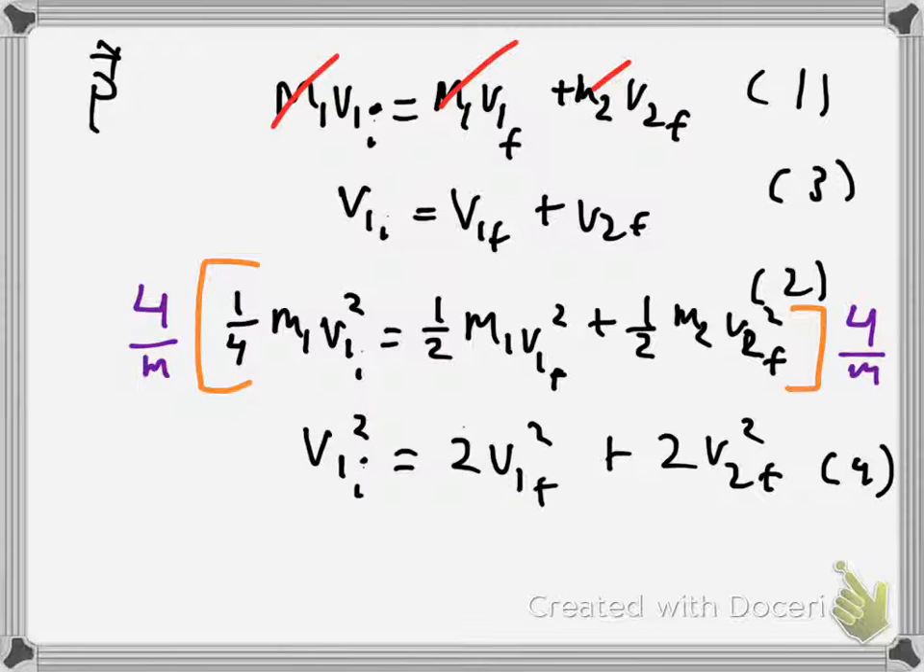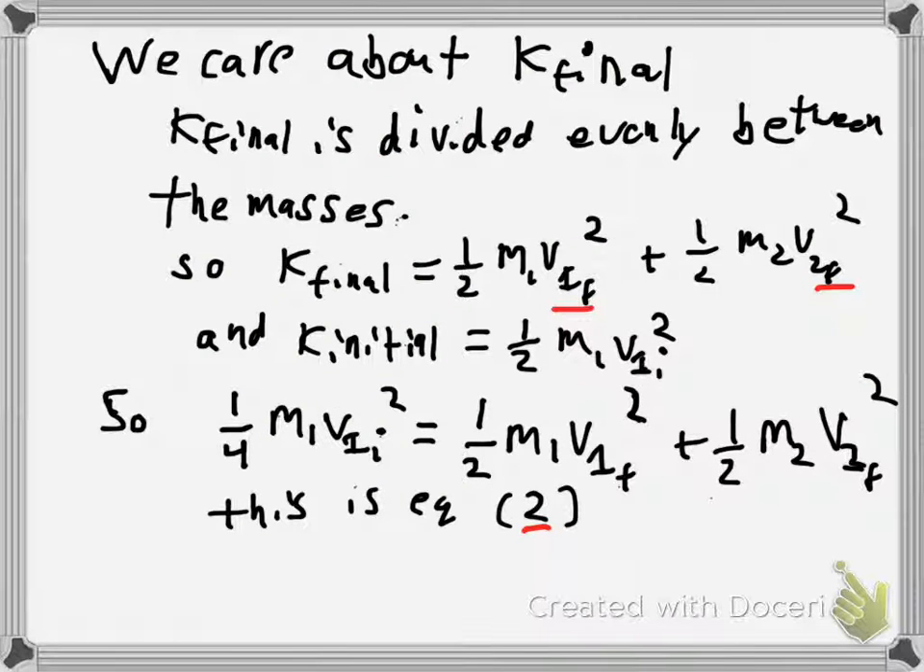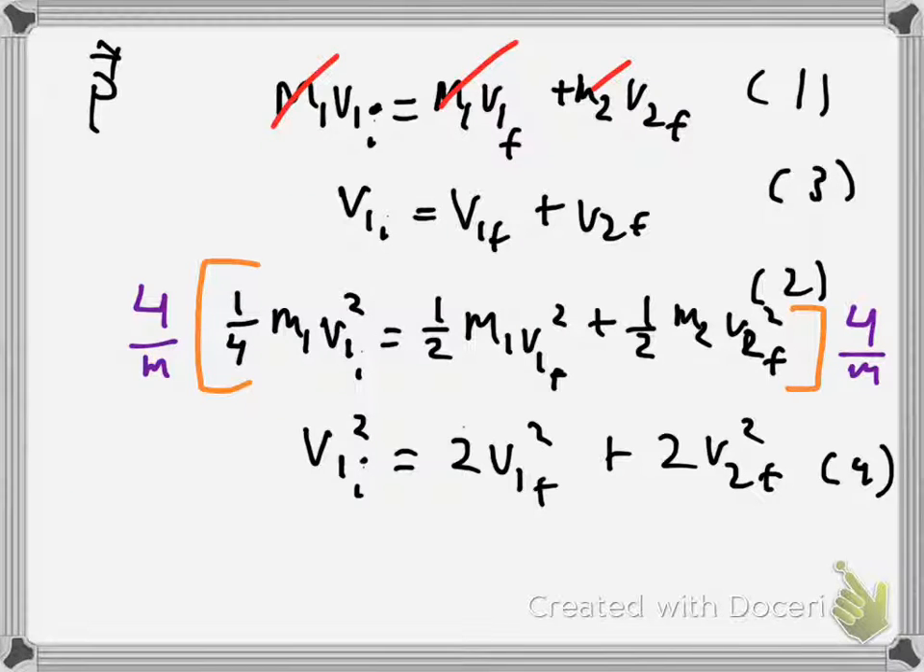So, if we go back to the kinetic energy equation from the previous page, the one right here at the bottom, that is equation 2. What I'm going to do is multiply by 4. The reason I'm multiplying by 4 is to get rid of the 1/4, and all of these are going to turn into 2's. I'm also going to divide by m because the mass is not important in this equation.